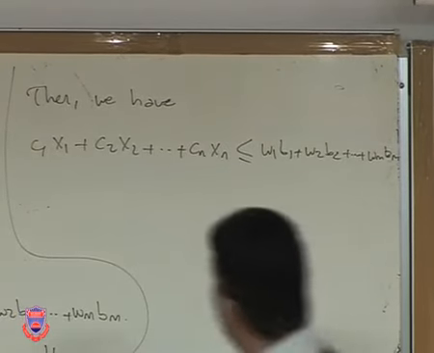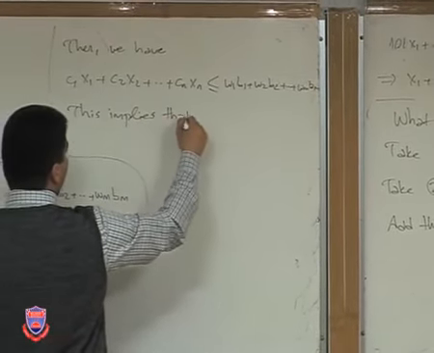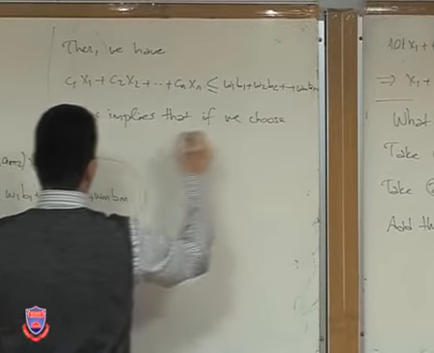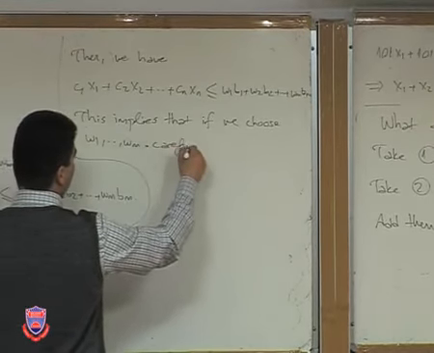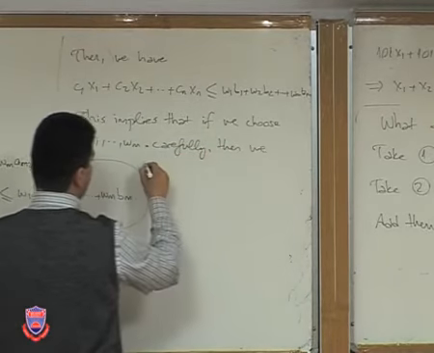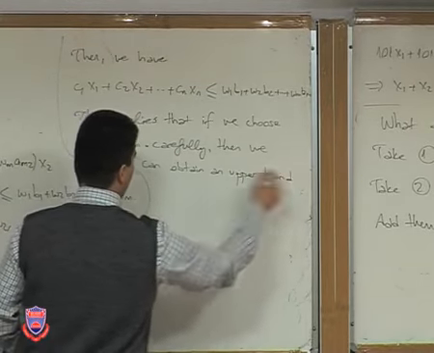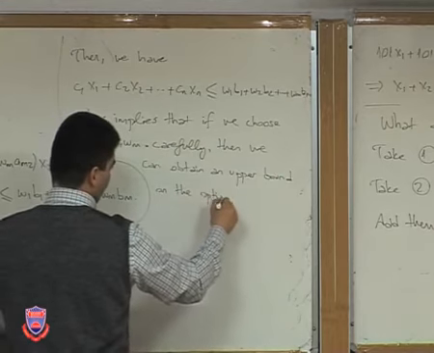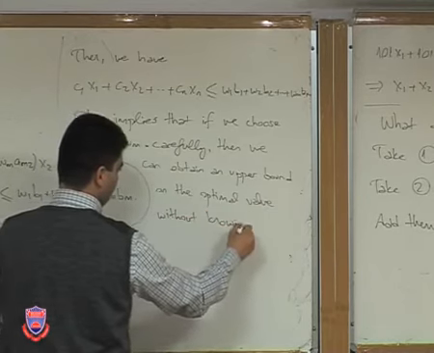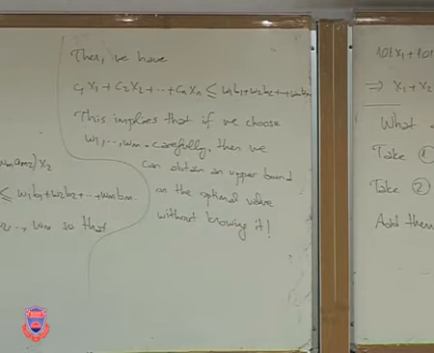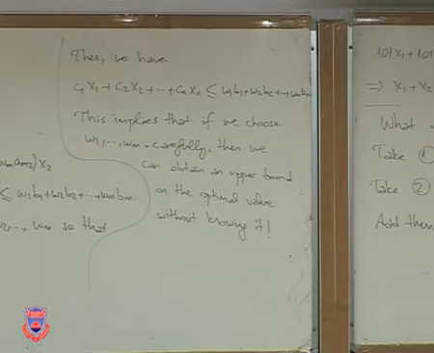So this implies that if we choose w1 through wm carefully, then we can obtain an upper bound on the optimal value, without actually knowing it.